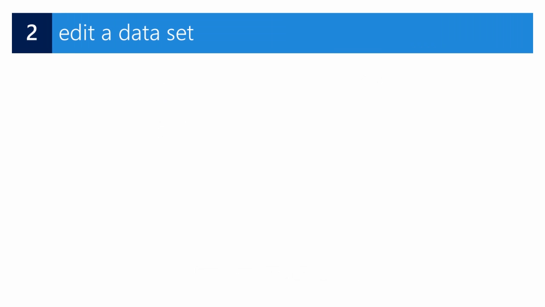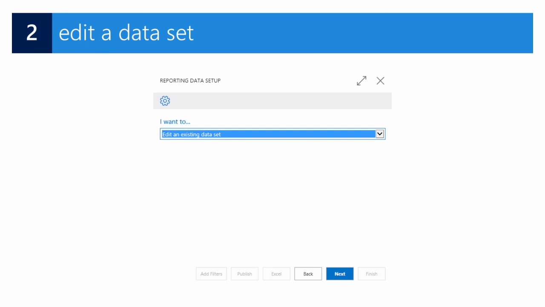In this second step, edit a dataset, Peter chooses to edit an existing dataset that was created in order to make a simple change, because he has viewed his customer data in Excel and would like to make an update to the dataset.